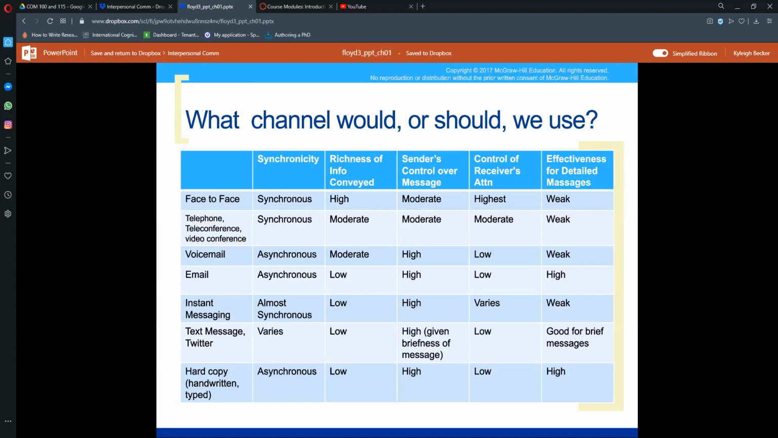Telephone, teleconference, or video conference is also synchronous, so it's also happening in real time. You may not get as much information through body language, because on the telephone you can't see them at all, and through video conference you're maybe only seeing them from the bust up, so like the shoulders up. You tend to have about the same amount of control over the message as face-to-face, because it's happening in real time. You have less control over the receiver's attention, because if you're on the phone, you can be doing other things. If you're on Zoom or another type of video conference, they can have other tabs open. They could be watching YouTube while you're talking.